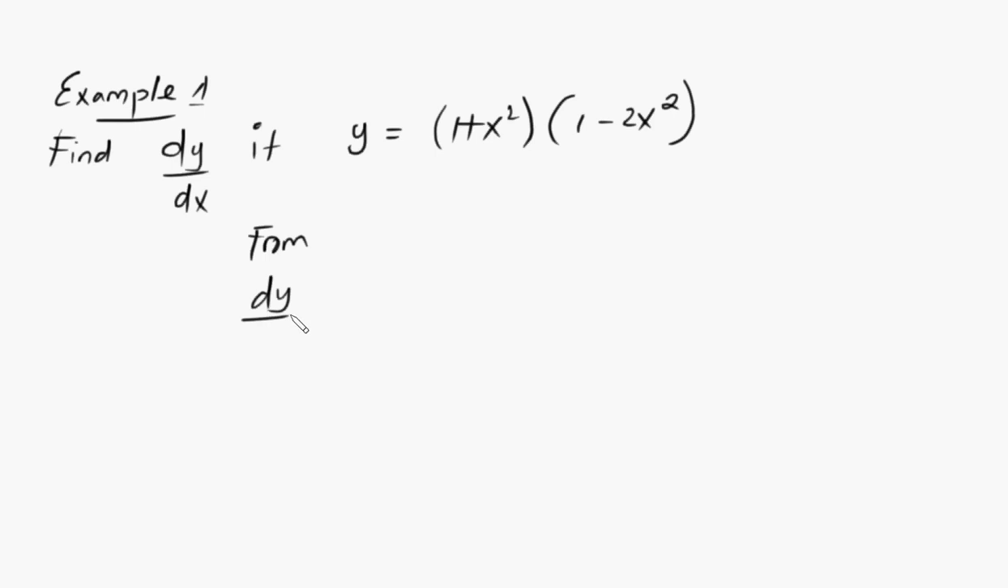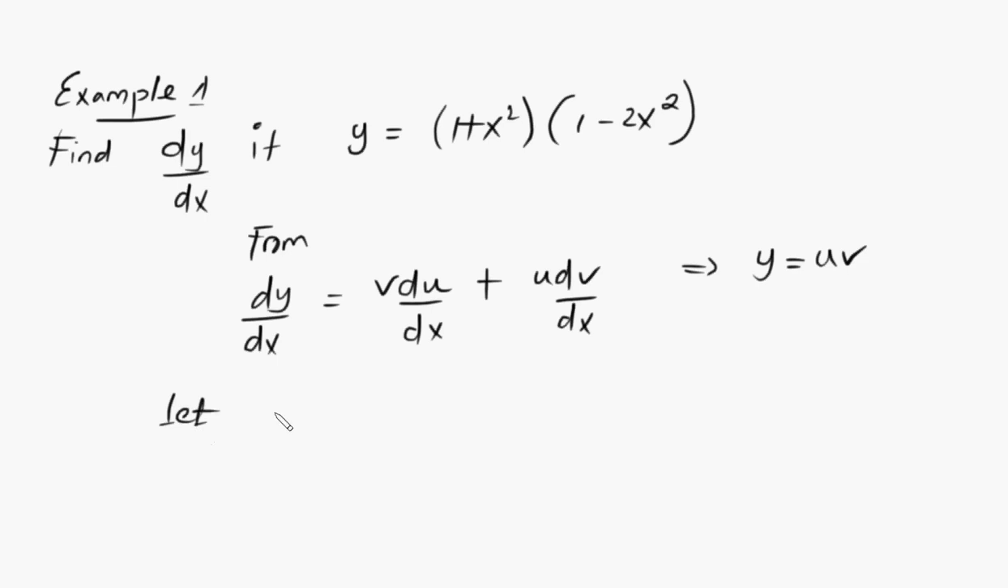Product rule says dy/dx is equal to v du/dx plus u dv/dx. This is for y equals uv. So hapa just let u be equal to 1 plus x squared, and v now is just equal to 1 minus 2x squared.